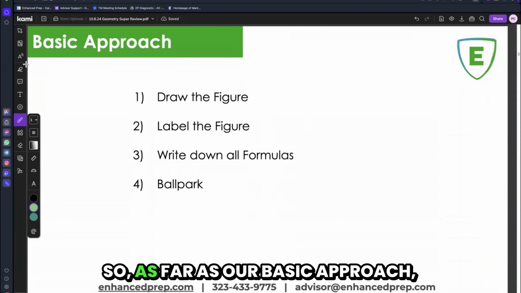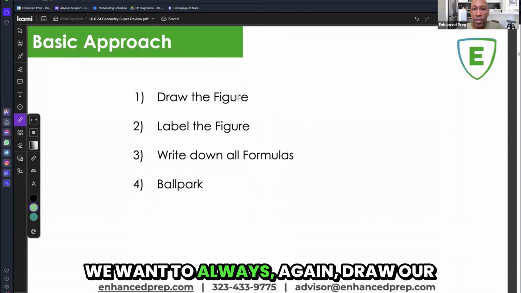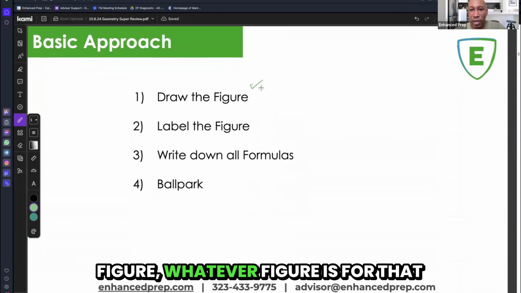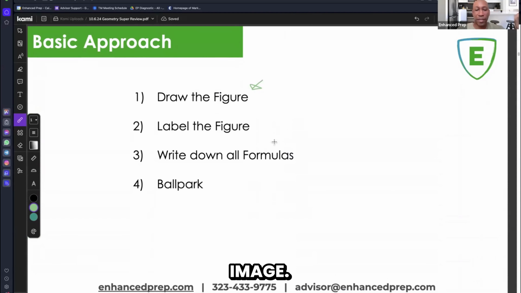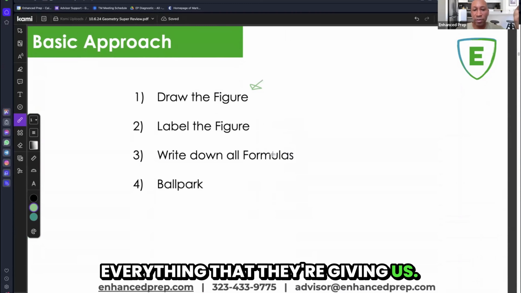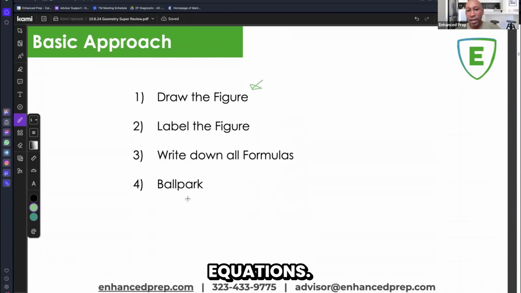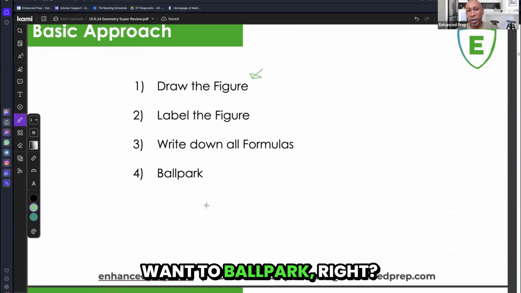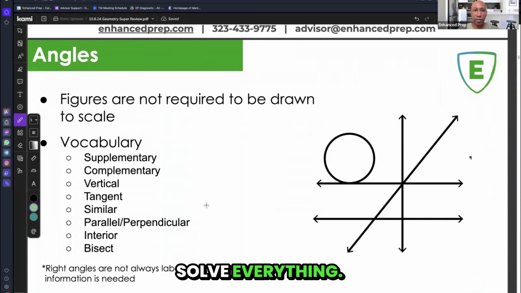So as far as our basic approach, we want to always draw our figure, whatever figure is for that image. If they don't give us a figure, we want to draw it. We want to label the figure with everything that they're giving us. We want to write down all our equations. And then sometimes we're going to want to ballpark, right? So we may not necessarily have to solve everything.